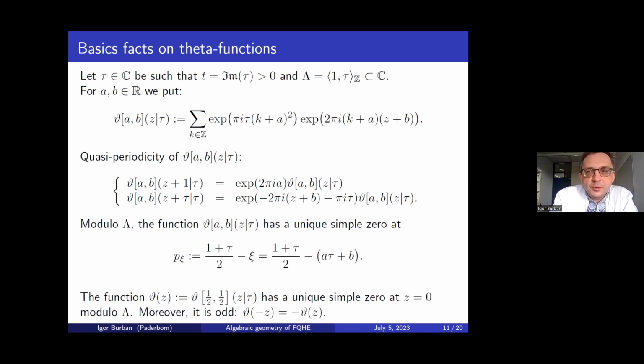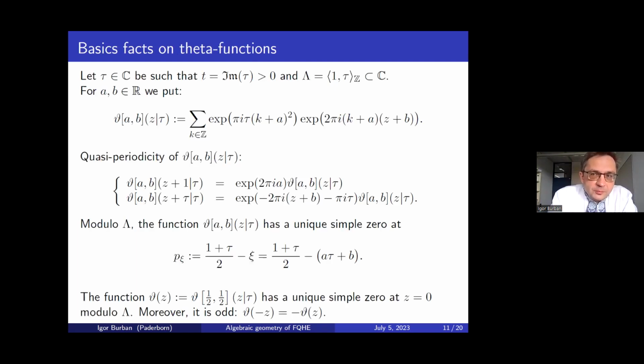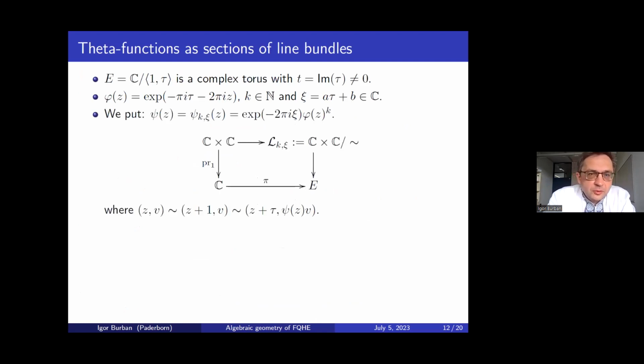But so far, these are standard results about theta functions. Now, the quasi-periodicity of these theta functions allows us to think about them as sections of line bundles. So again, let me repeat that to construct a line bundle on a torus, we have to make choices. Now, k is a positive integer and psi is a continuous modulus.